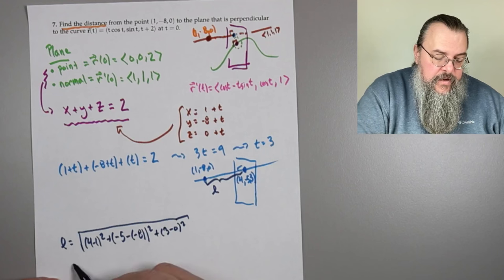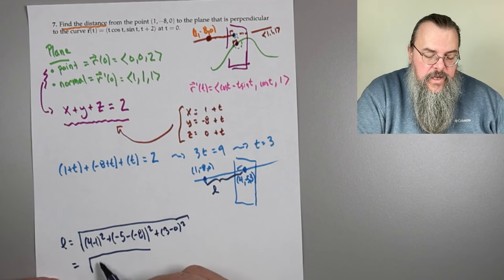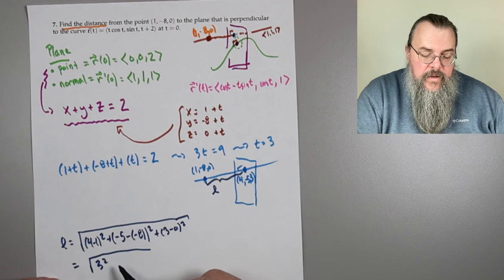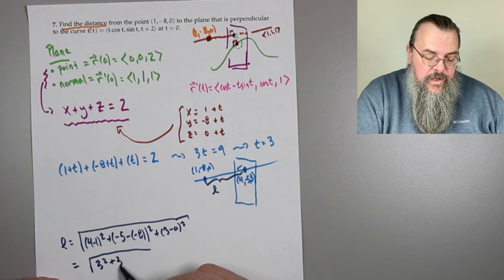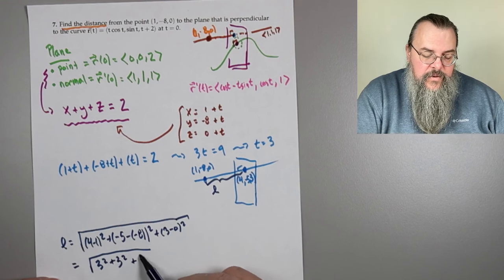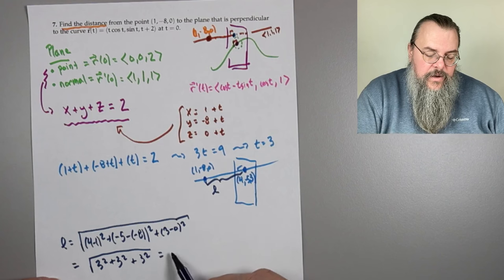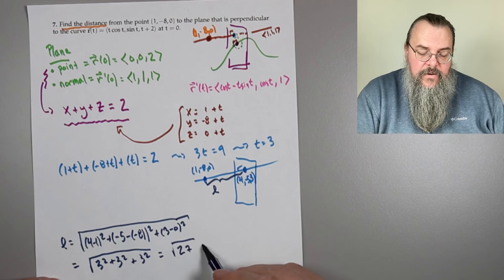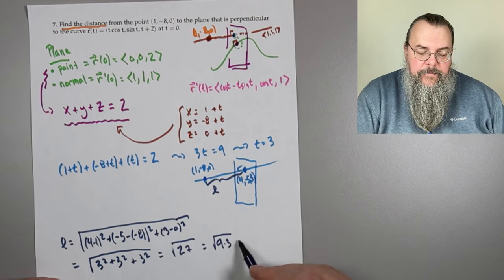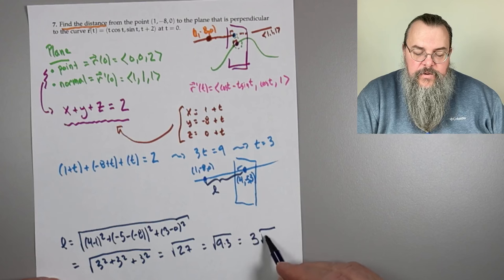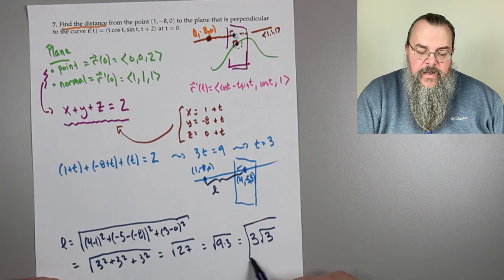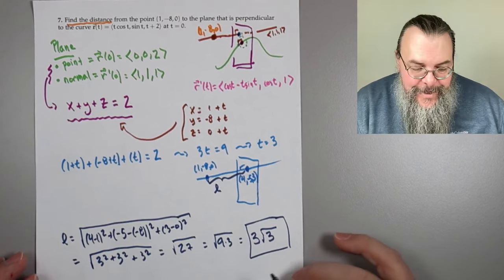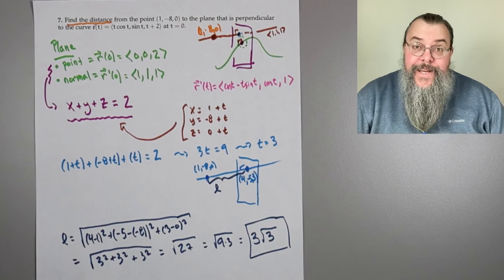That's the square root of 3 squared, then minus 5 plus 8 is positive 3, so plus 3 squared, plus 3 squared. So that's really the square root of 9 plus 9 plus 9, that's 27. Or you could say that's the square root of 9 times 3, which is 3 square root 3. Now we're done. 3 root 3, and that is a length, it's a number.